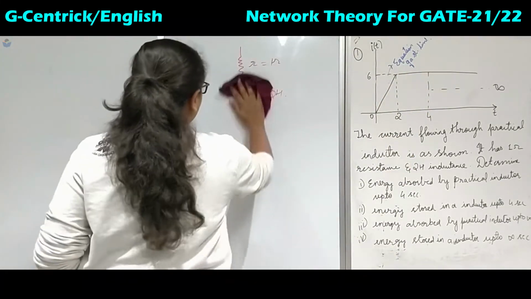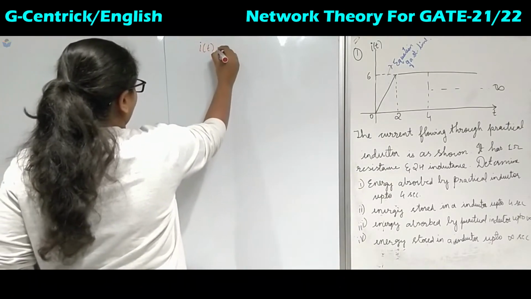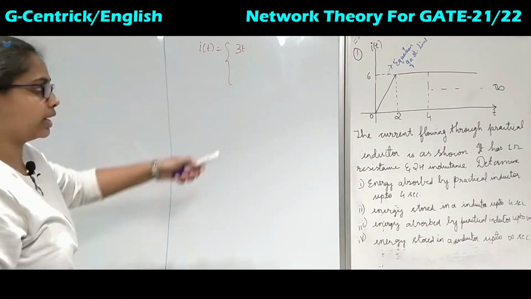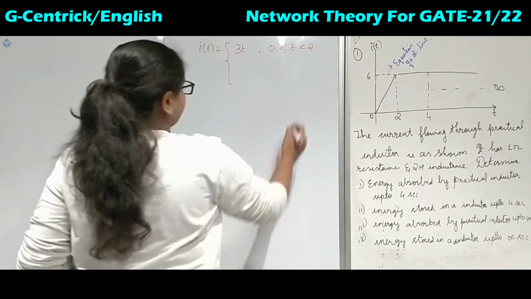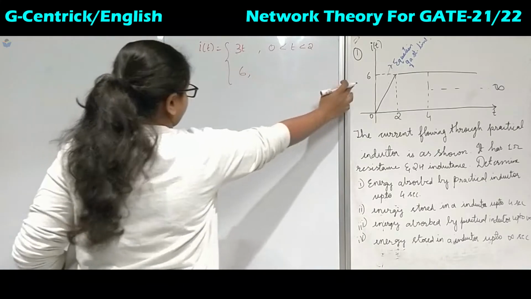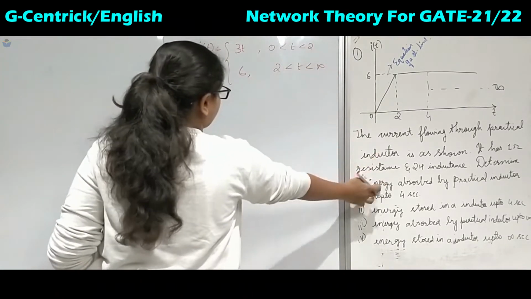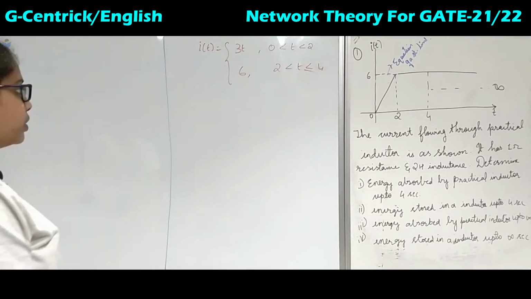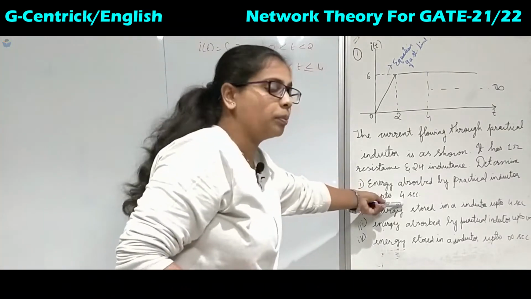So what we will write here: I of t is equal to 3t. Okay, if you take the equation of a straight line, you will get it as 3t, which is from 0 to 2 seconds. Then 6 from 2 to infinity. Since they have asked up to 4 seconds, we will keep it up to 4 seconds. Okay. So this is the definition of the current I of t for up to 4 seconds.